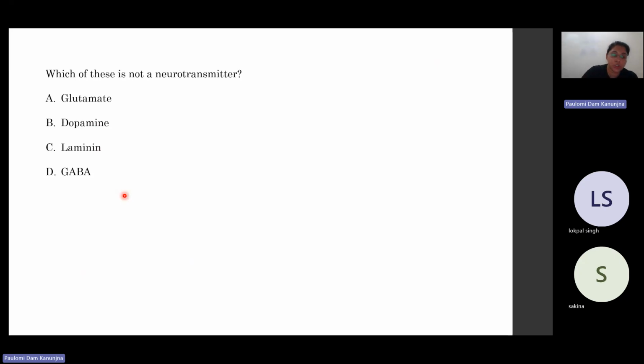Which one of these is not a neurotransmitter? This is the easiest question. It's laminin. When you see the neurotransmitters, glutamate and GABA are very important players. Glutamate is a major excitatory neurotransmitter for the CNS. GABA is an inhibitory neurotransmitter. So you need to remember, excitatory and inhibitory.